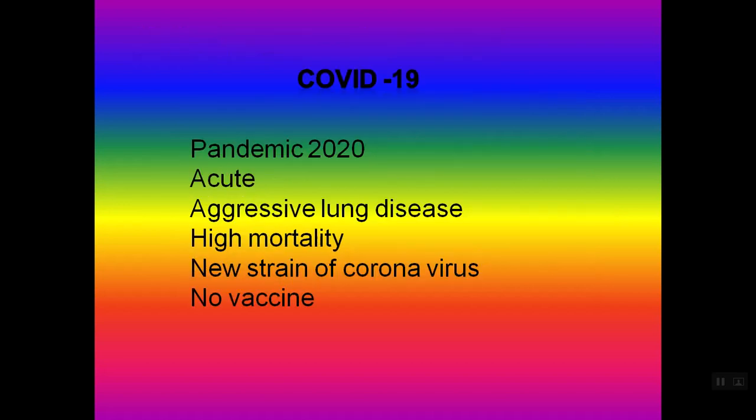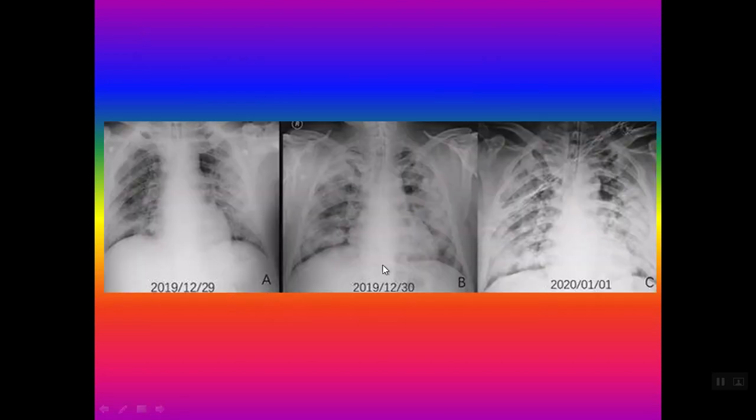So COVID-19 is a pandemic nowadays. It's an acute pathology. It is an aggressive lung disease with high mortality. This is a new strain of coronavirus, and so far no vaccine. Look at this X-ray. It progresses very rapidly and aggressively. This is the first day, just ground glass patches, bilateral infiltrates. Here is severe damage to the lung.